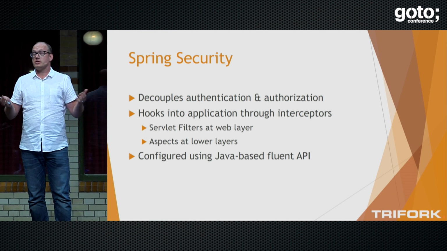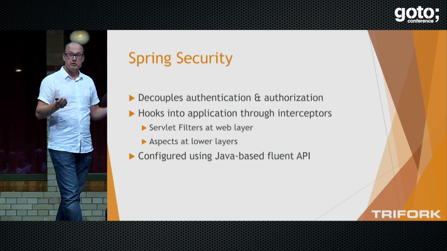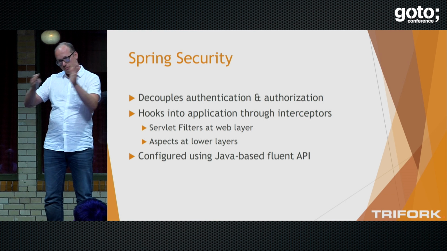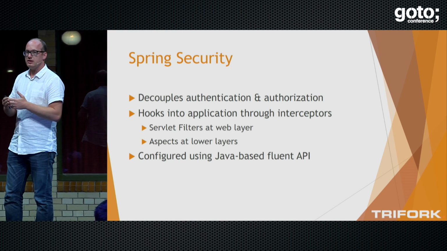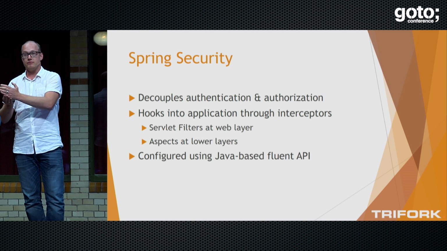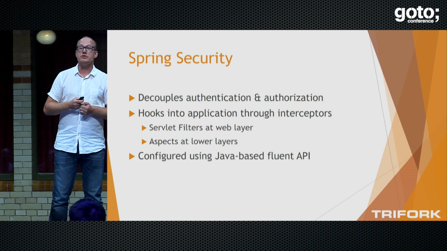So how this basically works is that everything that happens up in the web tier will just use standard servlet filters because they are a built-in interceptor mechanism that is provided by the servlet spec. Everything that happens below that is based on custom aspects, basically, which is just another form of doing interception for code, if you think about it. This whole thing is configured using a Fluent Java API.